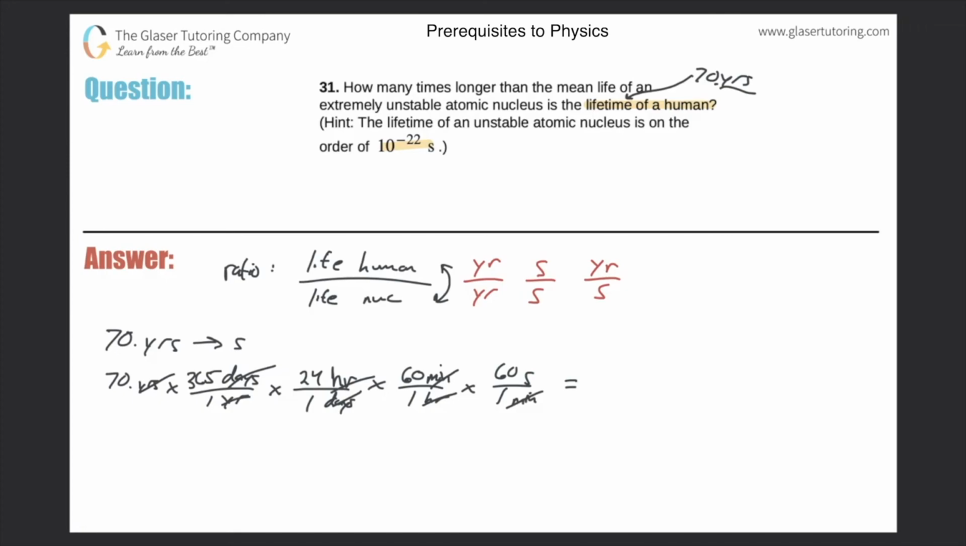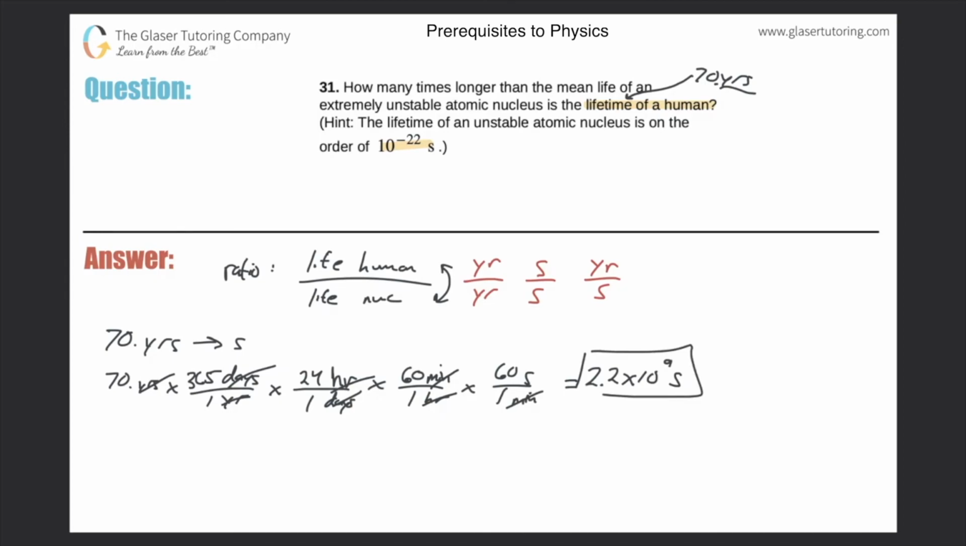So 70 times 365 times 24 times 60 times 60 would be 2.2 times 10 raised to the, let's see, 9. 2.2 times 10 to the 9 seconds. So again, 2.2 billion seconds. It's a lot of seconds.